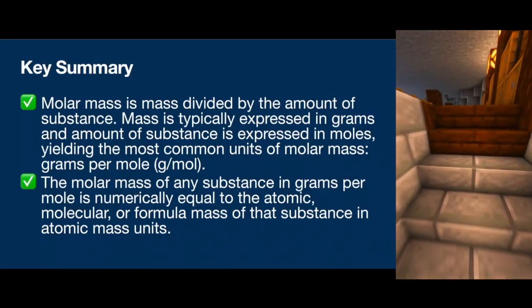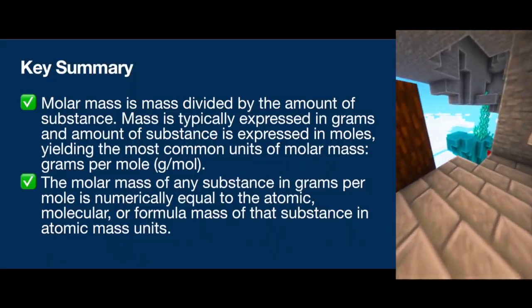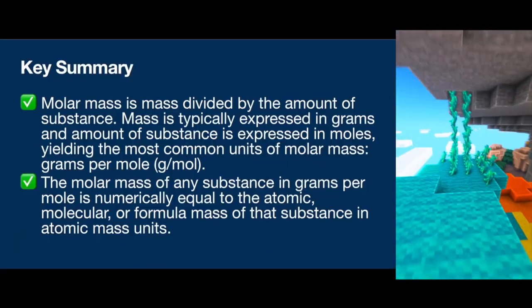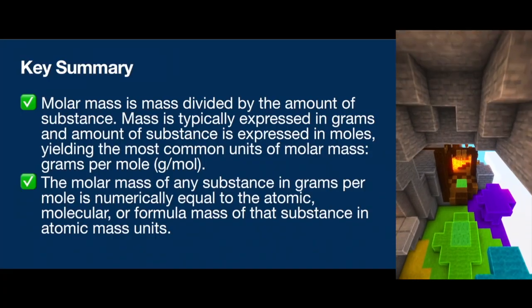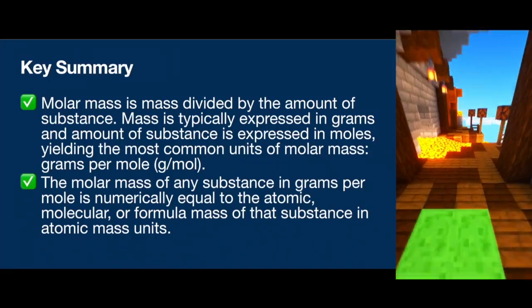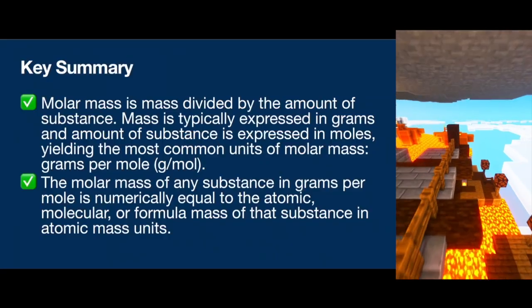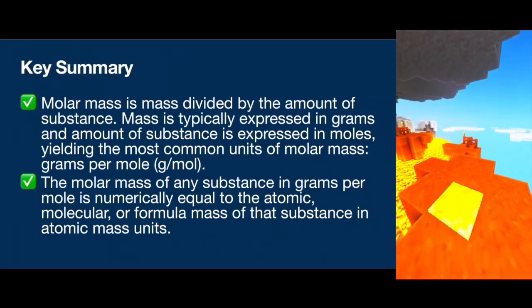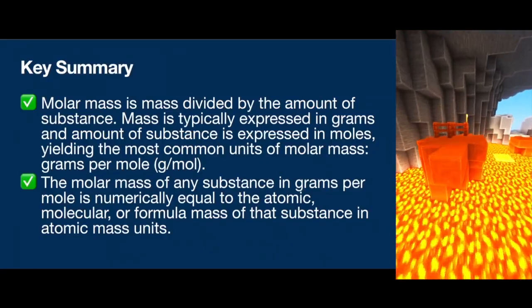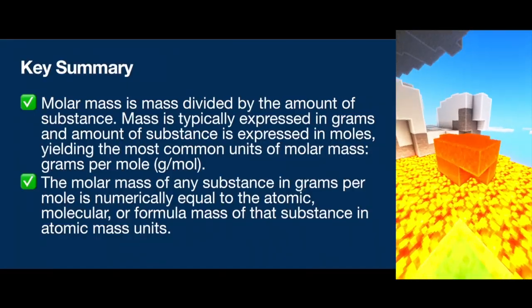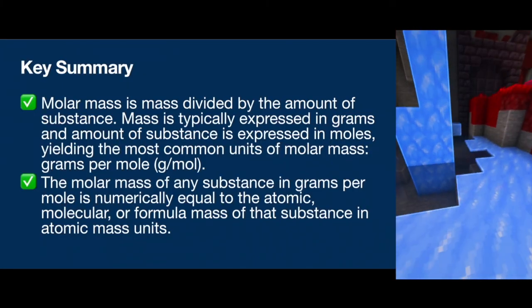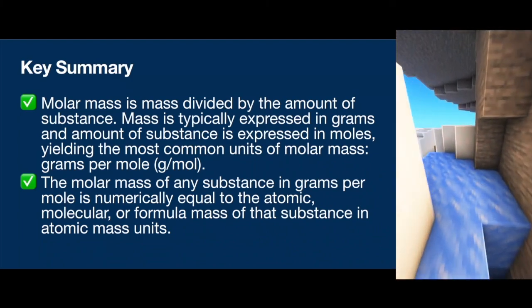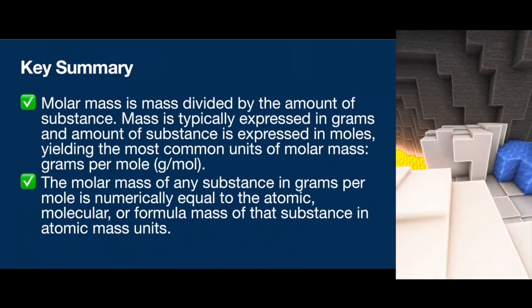In summary, molar mass is mass divided by amount of the substance. Mass is typically expressed in grams, and the amount of substance is expressed in moles, yielding the most common units of molar mass, grams per mole. The molar mass of any substance in grams per mole is numerically equal to the atomic, molecular, or formula mass of that substance in atomic mass units.